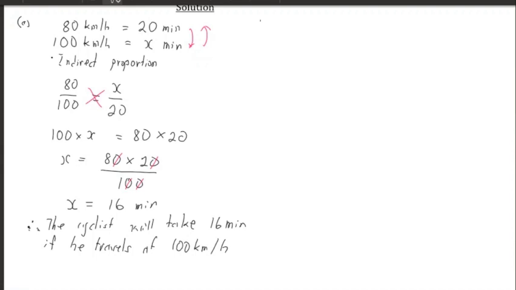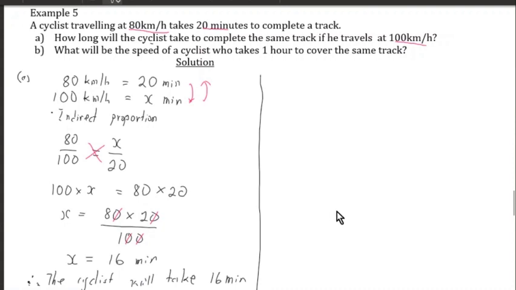Then the B part of the question is asking us, what will be the speed of a cyclist who takes 1 hour to cover the same track? So let's write our ratio, but we must first remember that the time was given in minutes, and now they are asking us in hours. So to ensure that the units are the same, we are going to change the hours to minutes. So we know that 1 hour is equal to 60 minutes.